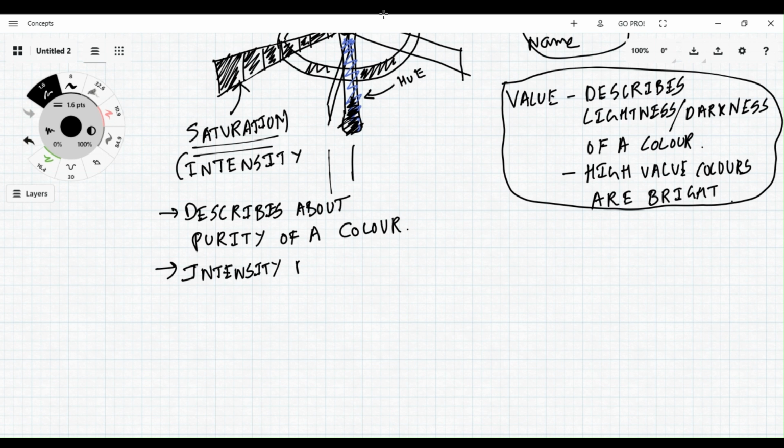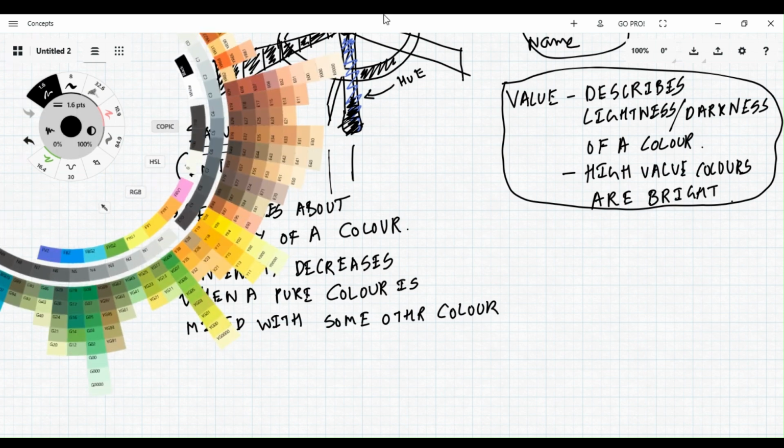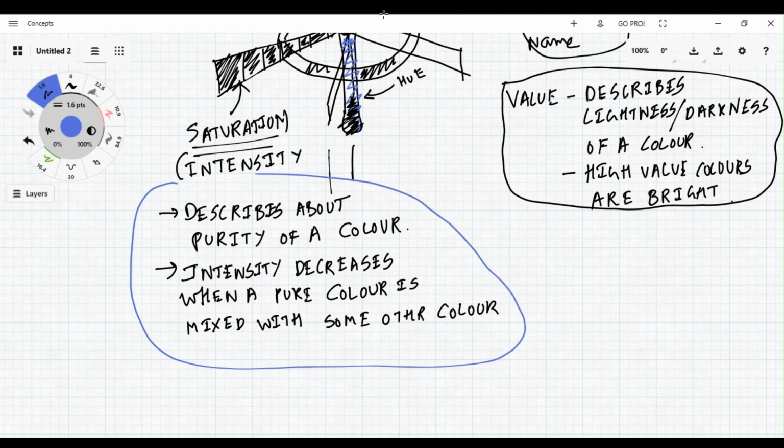Intensity decreases when a pure color is mixed with some other color. Okay, when a color loses its intensity completely, it becomes an achromatic color. Now we have understood saturation or intensity. Saturation or intensity describes nothing but the purity of a color, and intensity decreases when a pure color is mixed with some other color.